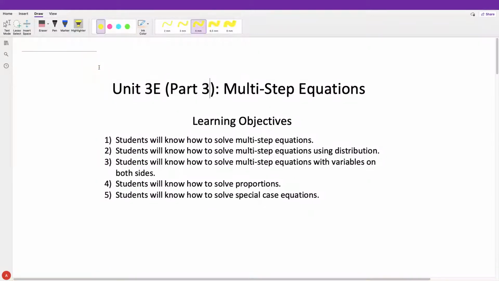All right, so now we're going to be moving on to part three of this same section, so 3E. So now we're just solving and trying to figure out how to solve all these different types of multi-step equations that we will be seeing. So it's the third part of this video, and all we're going to focus on in this one is this last part, is that you're going to know how to solve special case equations.